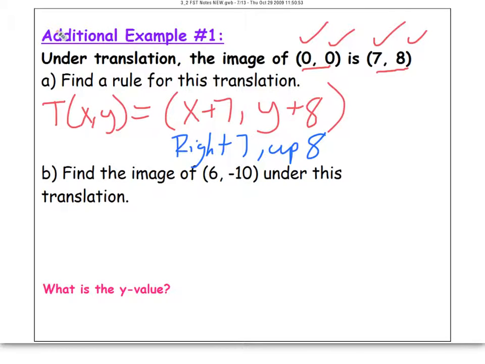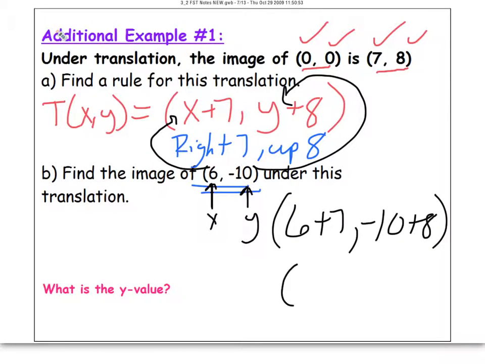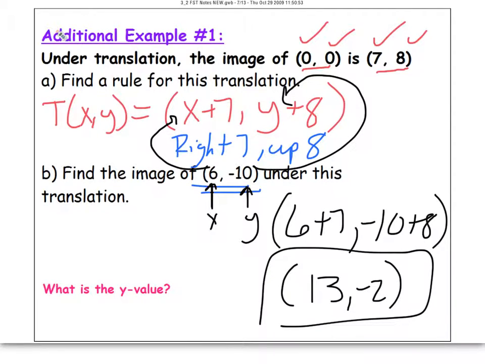Okay, part B, find the image of where (6, -10) would move to under this translation. Again, this is just the x, and that's the y value. All you have to do is put them in for their corresponding values and see what you get. So here it would be 6 plus 7, and it would be -10 plus 8. So that ordered pair is going to move to (13, -2).